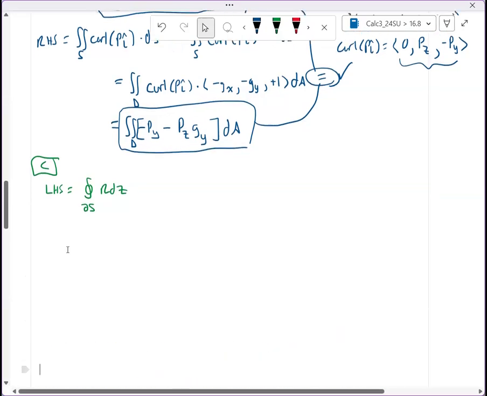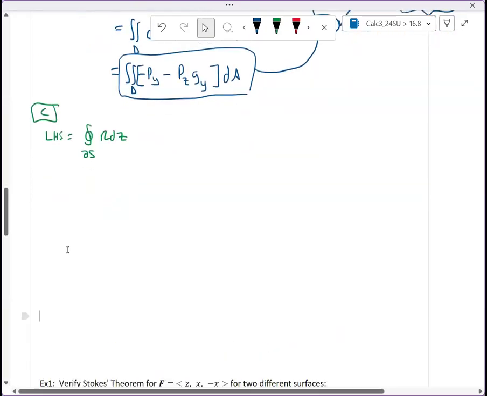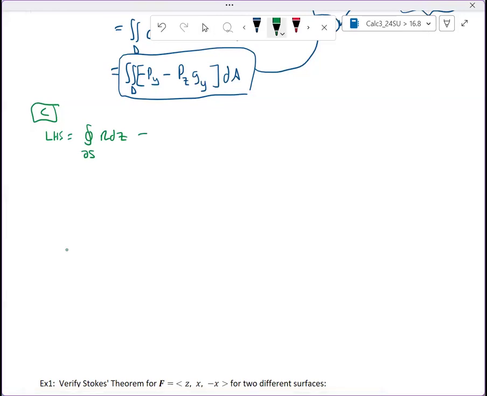Line integral over the boundary of S of R dz. Well, this is the integral t going from a to b of what? Of R times gx dx/dt plus gy dy/dt, dt.